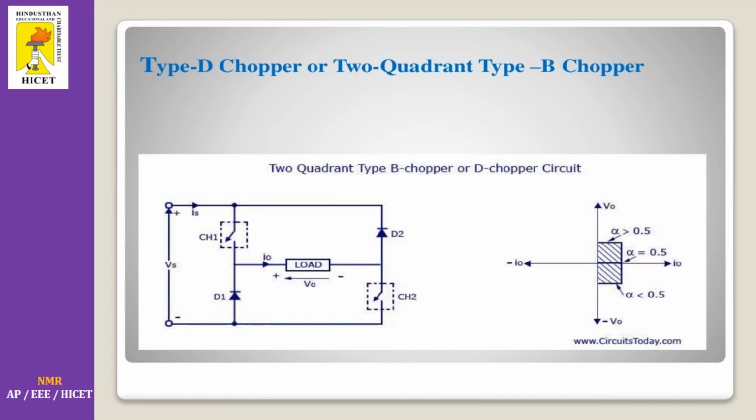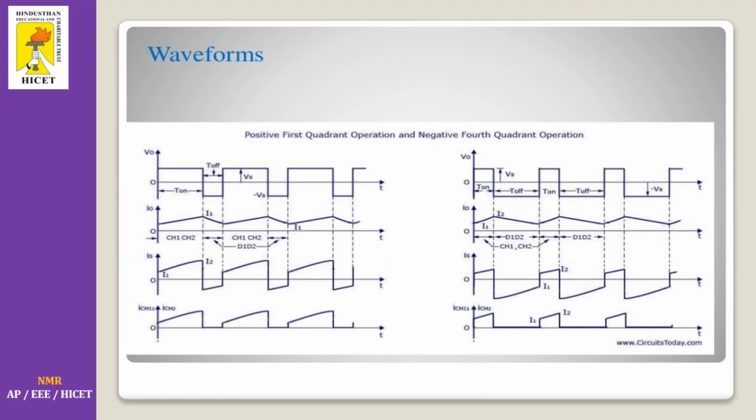Type D chopper. Type D chopper is also called a two-quadrant chopper. Quadrant 1 and quadrant 4 take place. The circuit diagram of type D chopper is shown in the figure. It consists of two choppers, CH2 and CH1, and two diodes, D1 and D2, along with the load. This is the two-quadrant type D chopper. The waveform is shown in the figure.